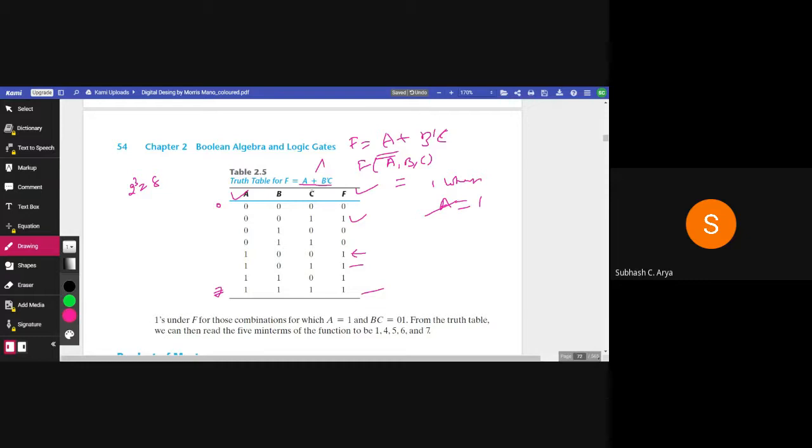Okay. And then write the function where A is equal to 1. A is equal to what? And B bar C bar. So this is B bar C bar and this is B bar C bar.